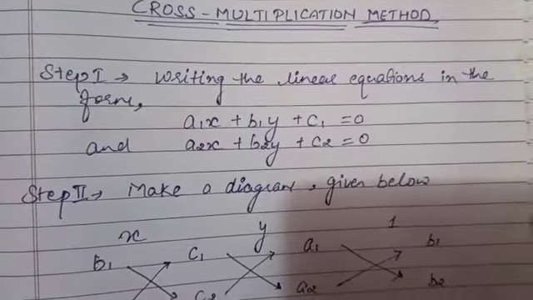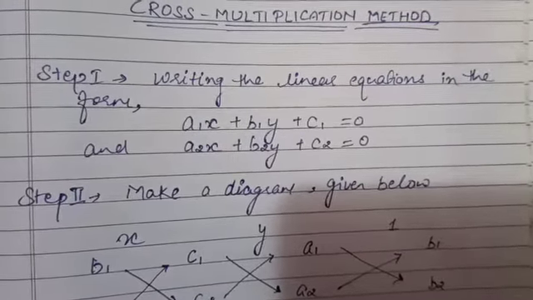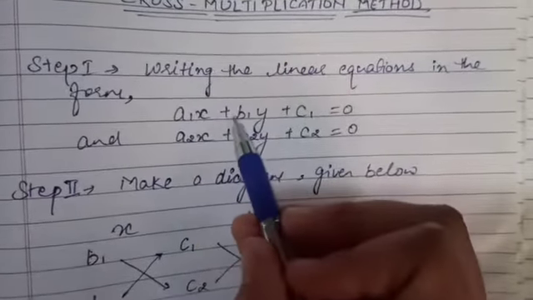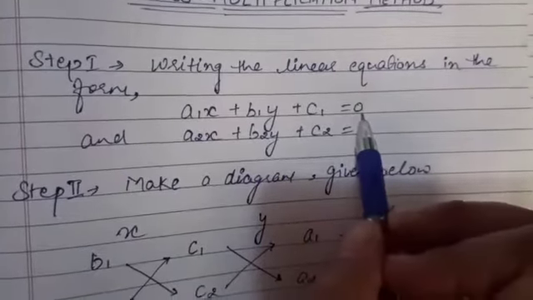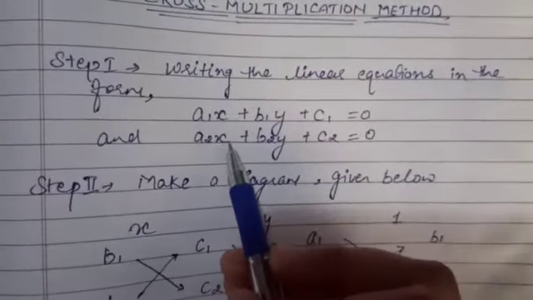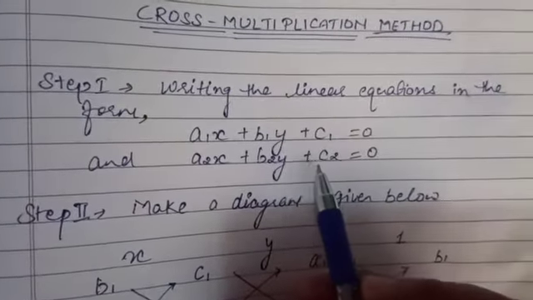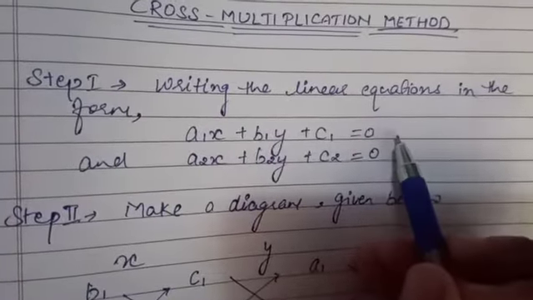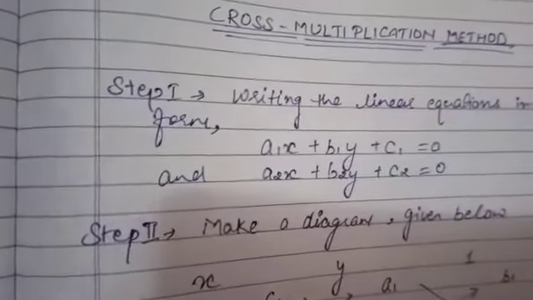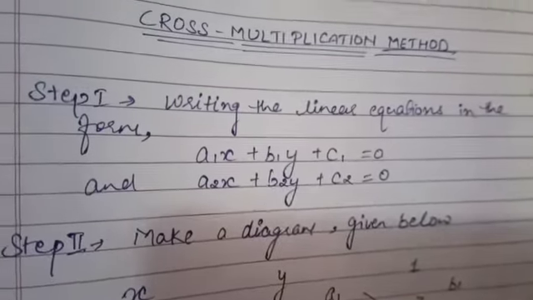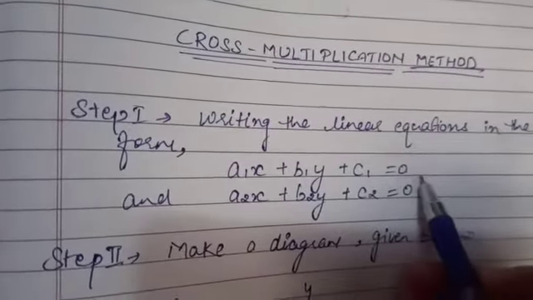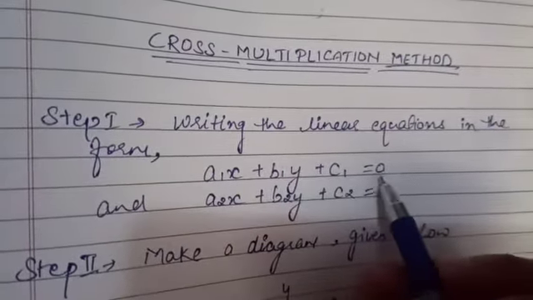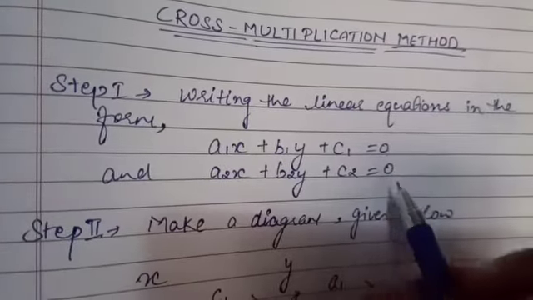So the first step is writing the linear equations in the form of a1x plus b1y plus c1 equals 0 and the other equation as a2x plus b2y plus c2 equals 0. Means if your constant is on the right hand side of the equal to sign, you can shift it to the left hand side, or if any term is on the right hand side, you will shift it to the left hand side of the equation and make it equal to 0. This is the very first step.